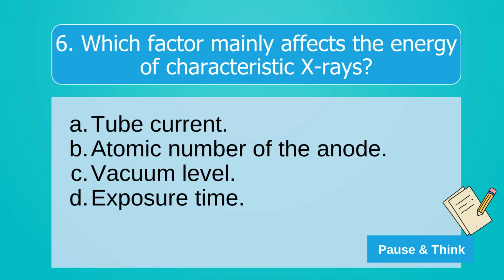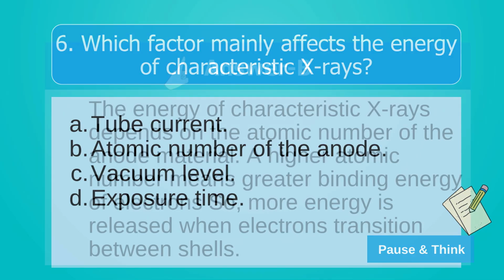Question 6. Which factor mainly affects the energy of characteristic X-rays? Option A, tube current. B, atomic number of the anode. C, vacuum level. D, exposure time. The correct answer is option B.